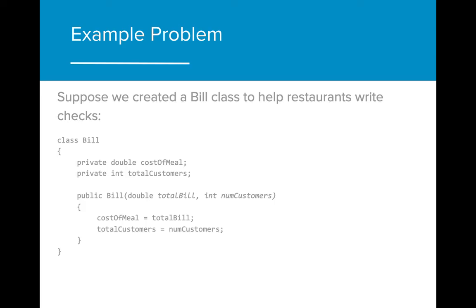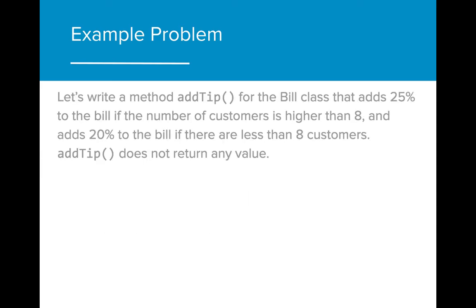Let's imagine we are working on a restaurant app that needs to calculate the total cost of a bill. We've created a bill class that includes just a constructor and instance variables. Let's try to write an add tip method that calculates the cost of the bill with the included tip that the customers need to pay. If there are 8 customers or more, the bill will add 25%, and if not, the bill will add 20%. Try to brainstorm and write down the steps it would take to create this method using the constructor that we've already created. Pause the video until you've come up with a solution.